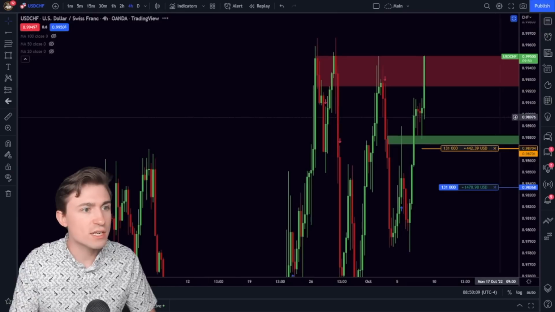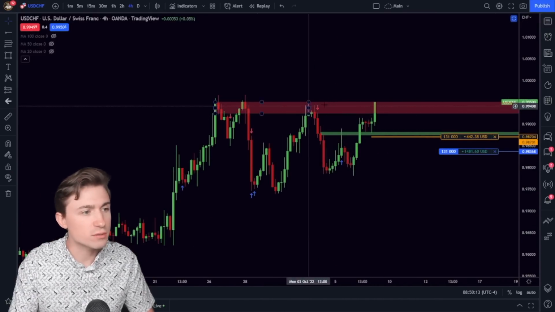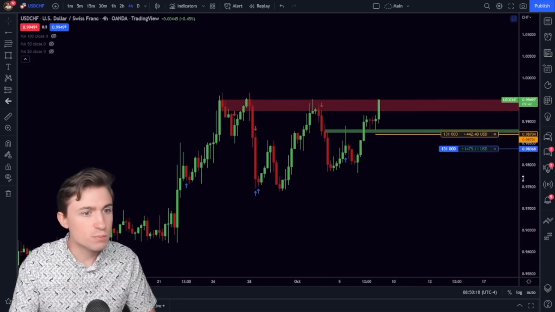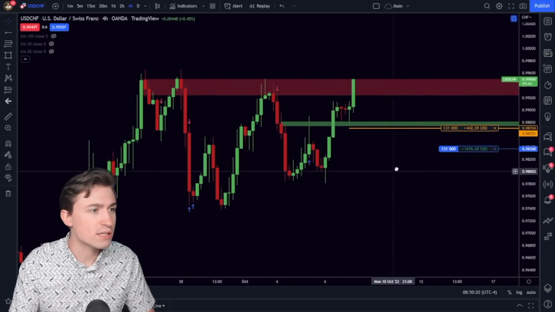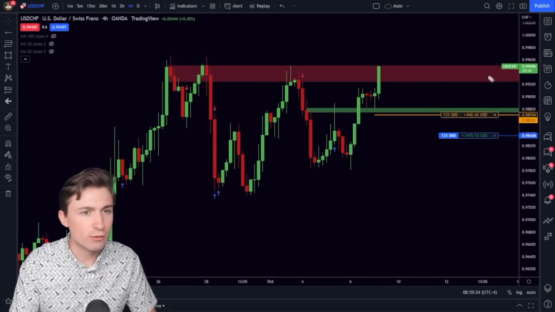So dollar Swiss here on the 4-hour chart is now entering the top of our range, which was ultimately my goal here with this trade, to get us back to this area. So at this point, that's great. That's a great start to the trade. But now the question becomes, well, what now? Do we sell because we've hit resistance?